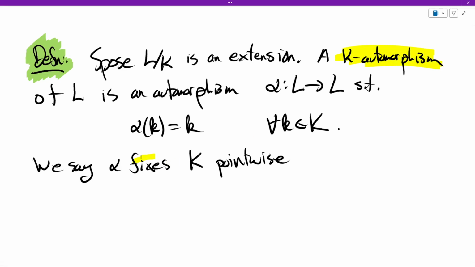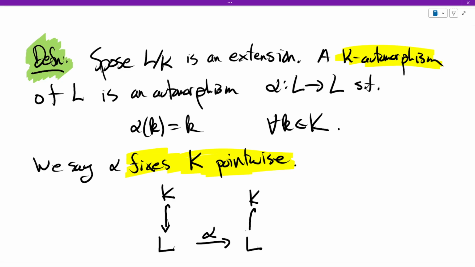And we can arrange this in a diagram because I love diagrams. So alpha is a map from L to L. And K is a subset of L, so there's a natural inclusion homomorphism from K into L, and I'm going to put a hook on the end to indicate it's an inclusion. There's a map, an automorphism of K, which is the identity. And that alpha fixes K pointwise says that the diagram commutes. So that is the diagram.